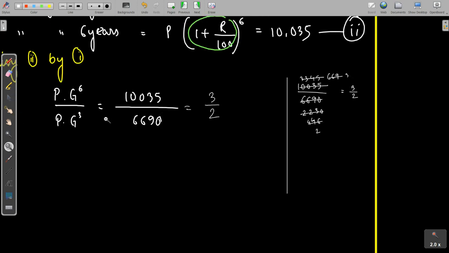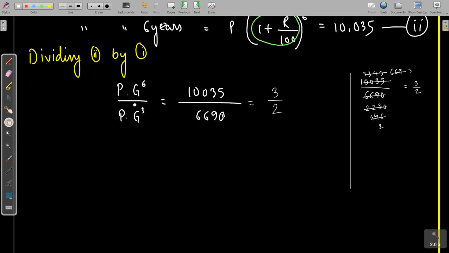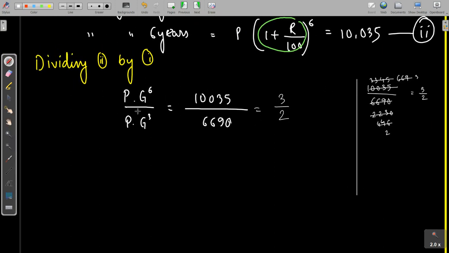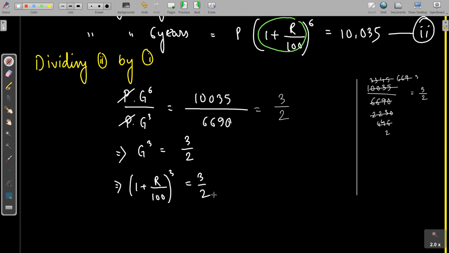Now that we are done till this part, can we get back and once again look here? So this g, and this can also be cancelled out, and the power would be reduced, right? So what I would have is g to the power 6 minus 3, g to the power 3 is equal to 3 by 2. And what was g? G was this whole thing. So can I say (1 plus r by 100) cube is equal to 3 by 2? We can.